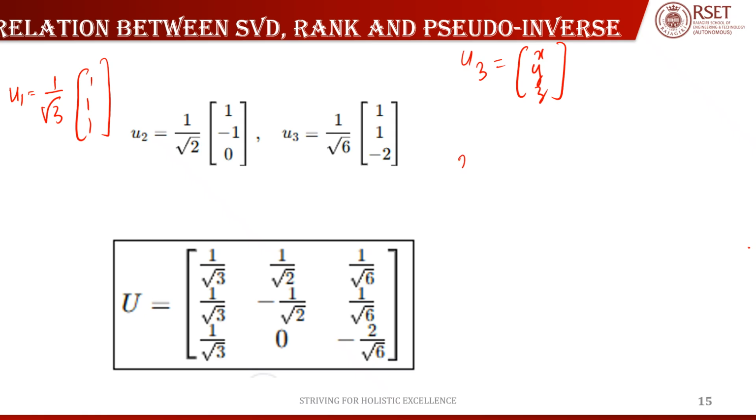So the first entry multiplied will give you x by root 3, the second entry multiplied will give you y by root 3, and the third entry multiplied will give you z by root 3. This should be equal to 0. Okay, so this is from u1 and u3.